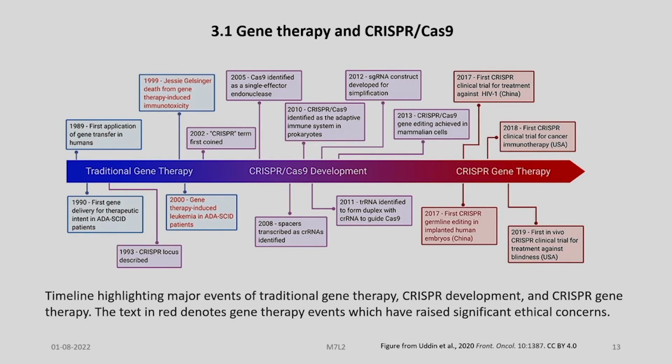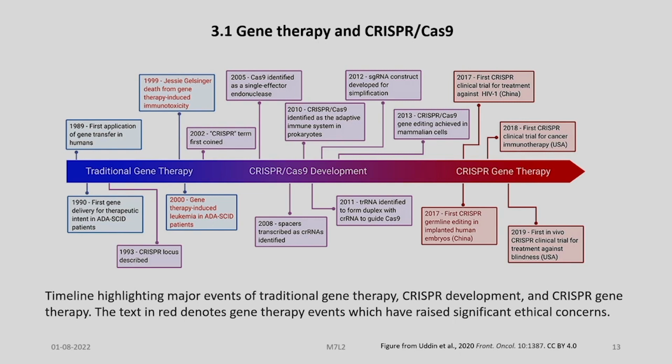Let us look into the various events or developments in the field of gene therapy and CRISPR-Cas9, highlighting the major events of traditional gene therapy and then CRISPR gene therapy, along with the development of the CRISPR-Cas9 technology. So, the first application of gene transfer started in 1989, and the next year, 1990, the first gene delivery for therapeutic intent in ADA-SCID patients was completed.